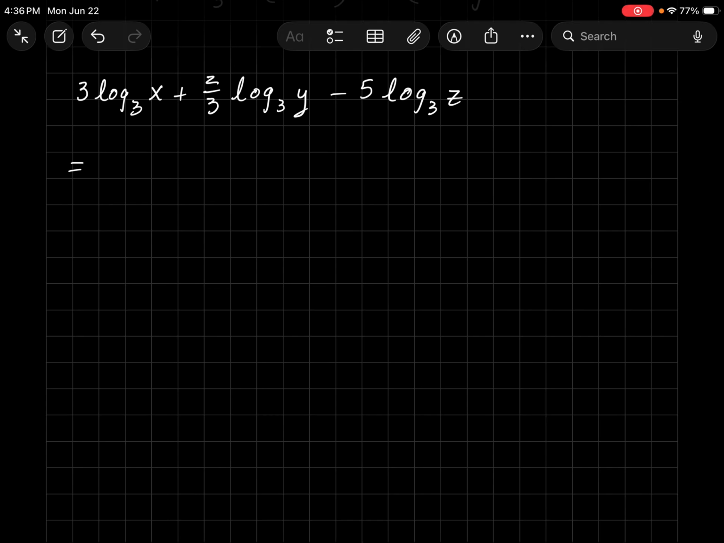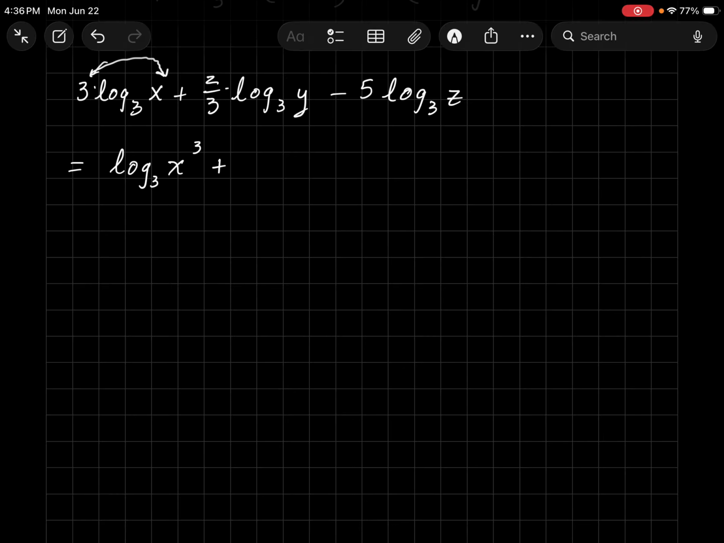And I'm going to do this one in steps. So I'm going to use the property of the powers, but backwards. Where the 3 was out front and being multiplied, I could move it up top to become my exponent, which is what I did. Log base 3 of x cubed.